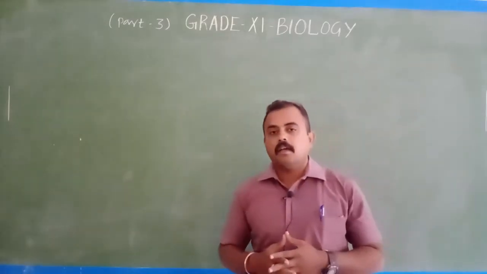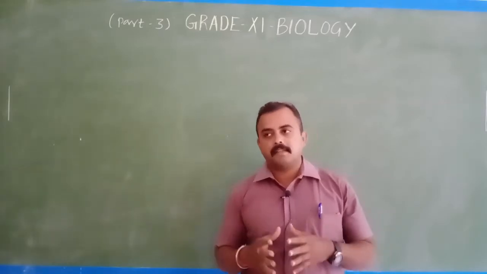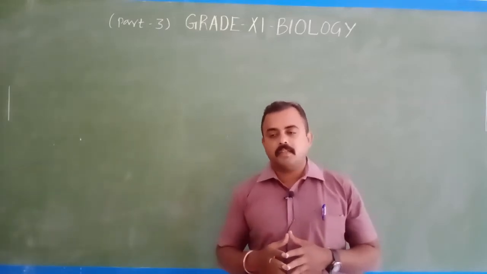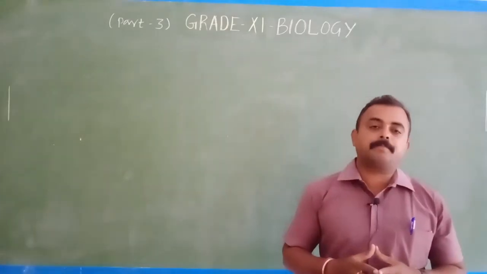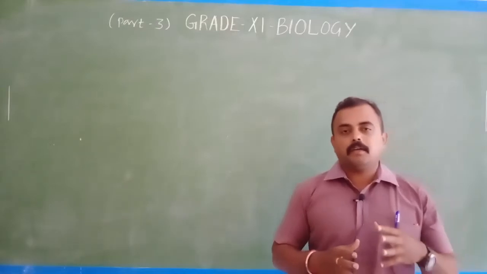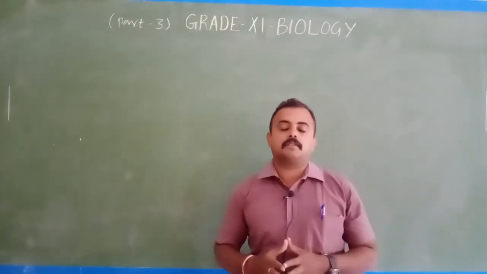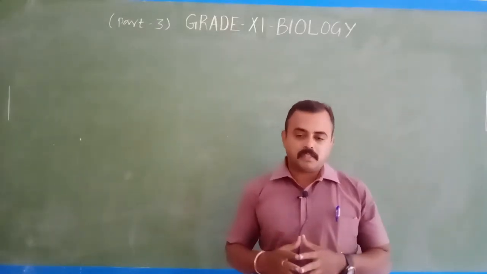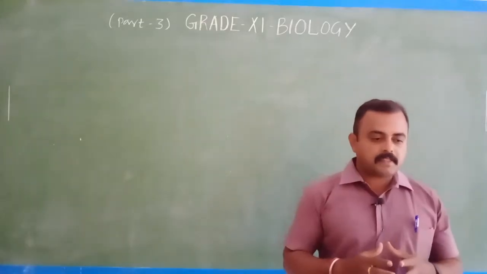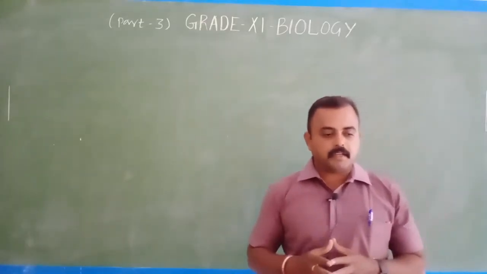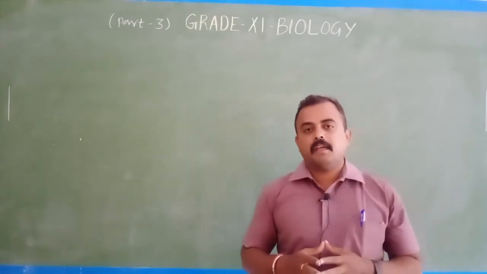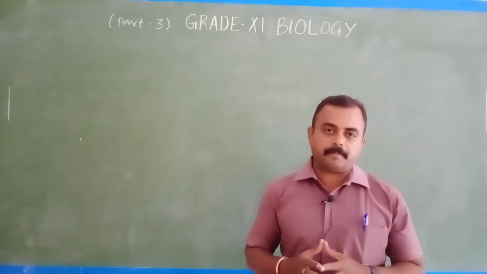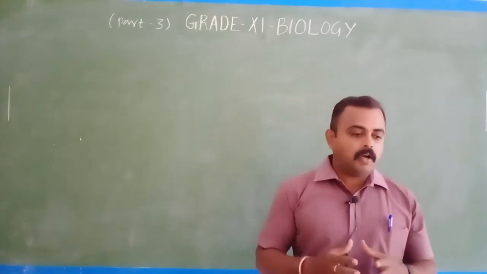Calyx is the collection of sepals. I think it is a green, leafy-like structure, and it protects the bud. That we all know. If it is united, it is called gamosepalous. If it is freely present, that means polysepalous.